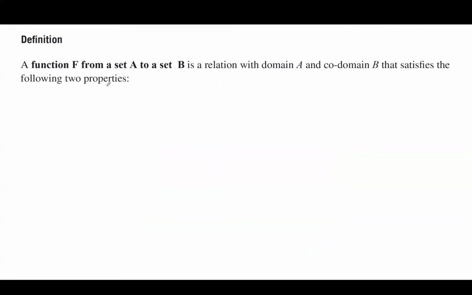From algebra, we know that a function f from a set A to a set B is a relation with domain A and a codomain B that satisfies the following two properties. First of all, for every element x in the domain, there is an output value y in set B such that the ordered pair x and y belongs to that relation that we denote by f.